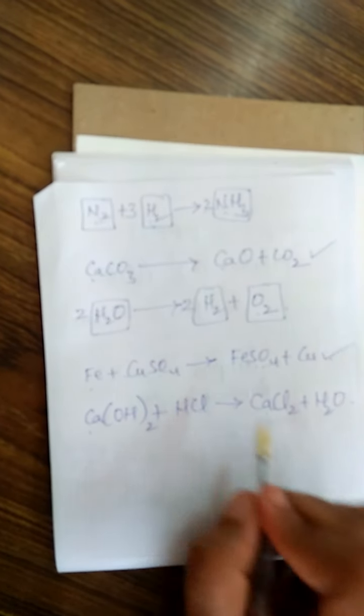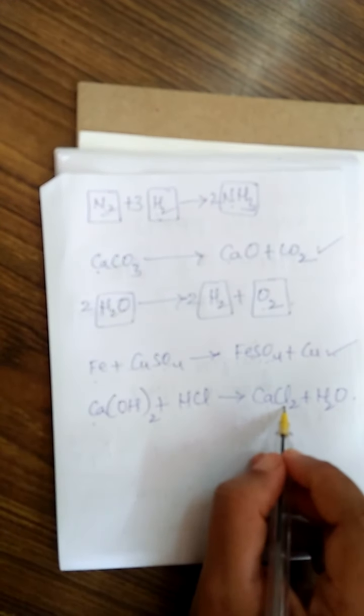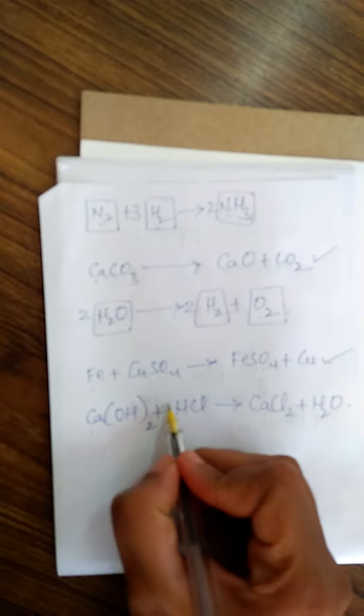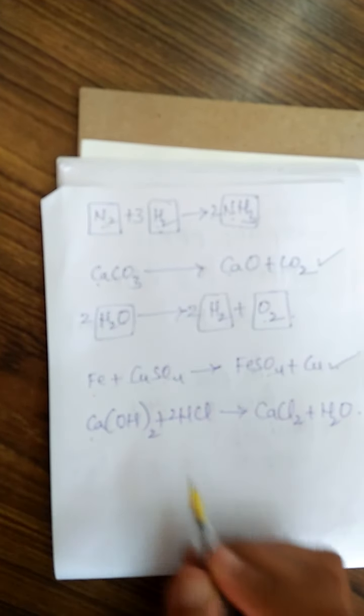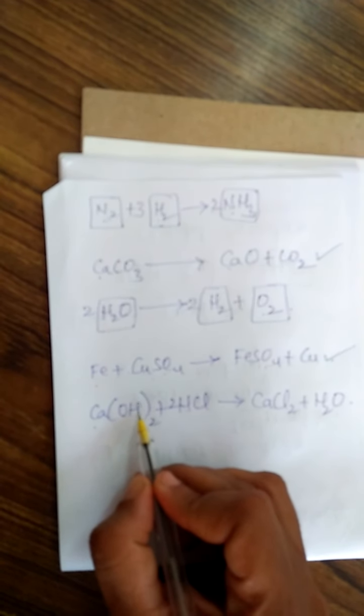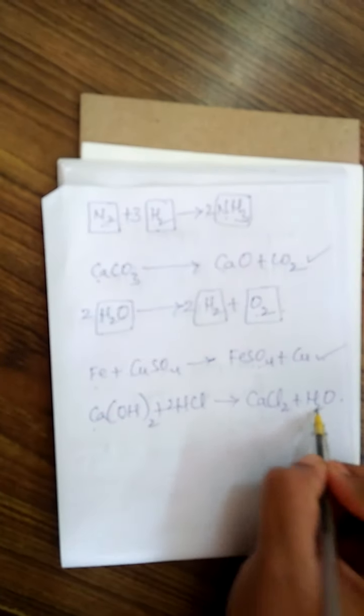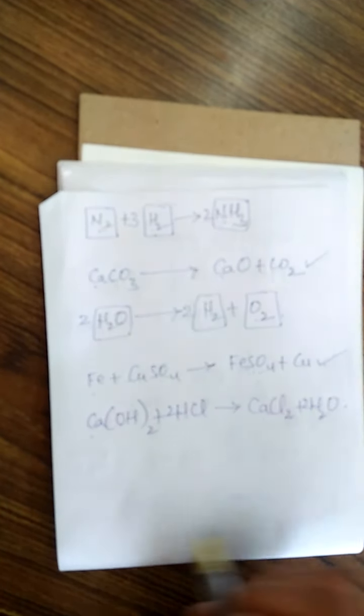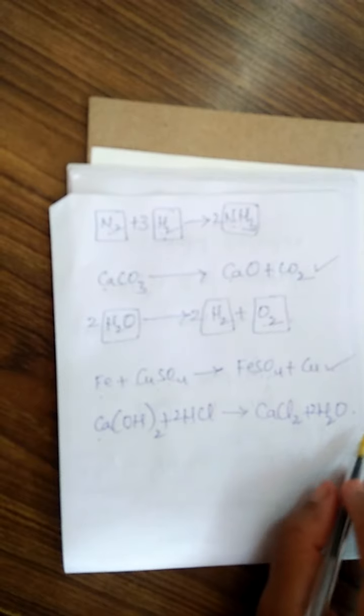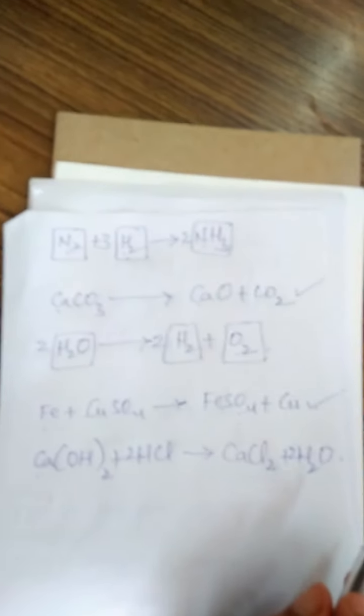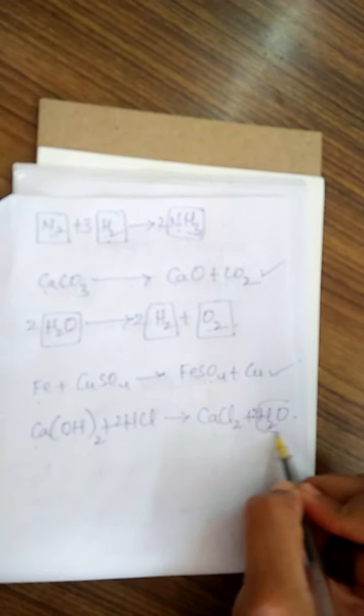Chlorines only 1. So better to balance chlorines first. 2 are there here, chlorines. 2 you write before HCl. Now you check hydrogens, how many are there? 2 plus 2. Here only 2. Better to write 2 before H2O. You can't write H4O. You know already the water formula is H2O only. You are not going to change this part again and again.